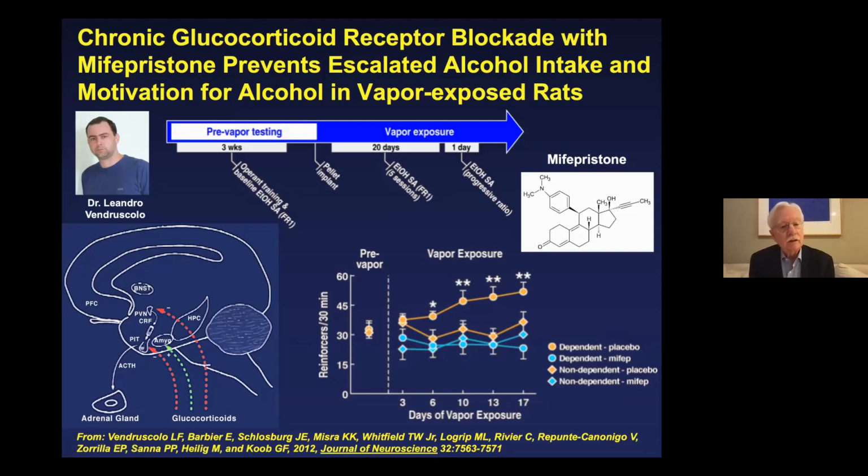And so Leandro asked whether he could do a study where he gave chronic mifepristone, a glucocorticoid antagonist, and would that block this escalation in intake that we see in dependence? And you can see the data here, and you can see there's a dramatic blockade of the escalation in alcohol intake in the animals treated with mifepristone.